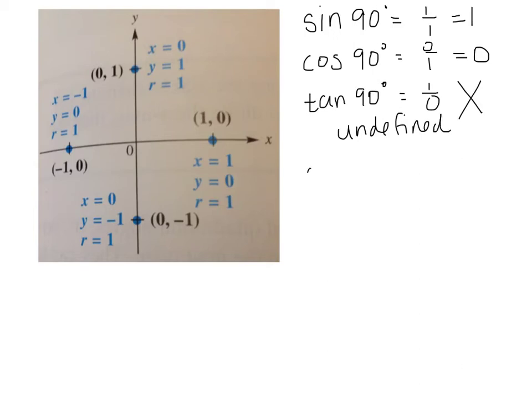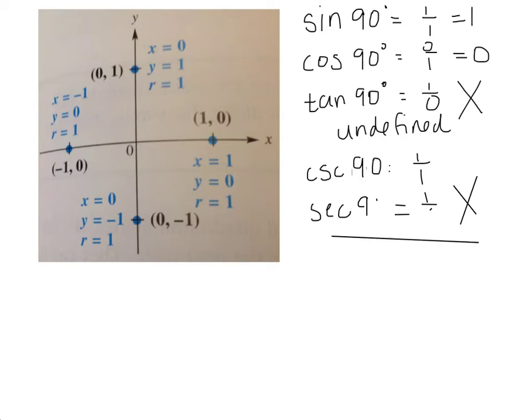The cosecant, the secant, this is undefined. The cotangent is 0.